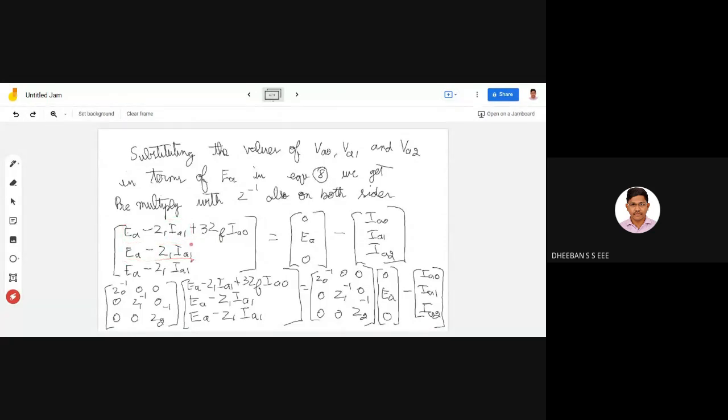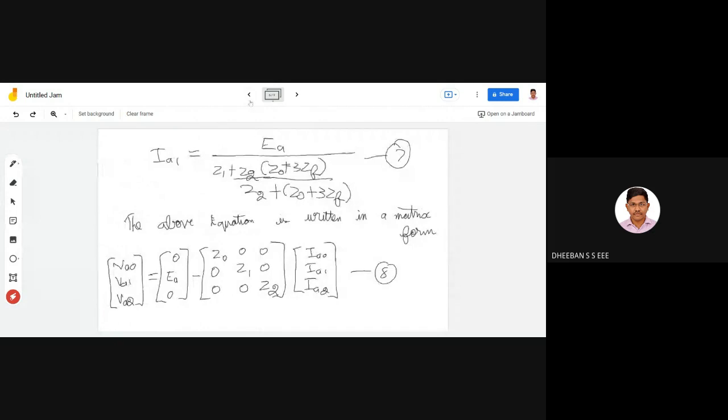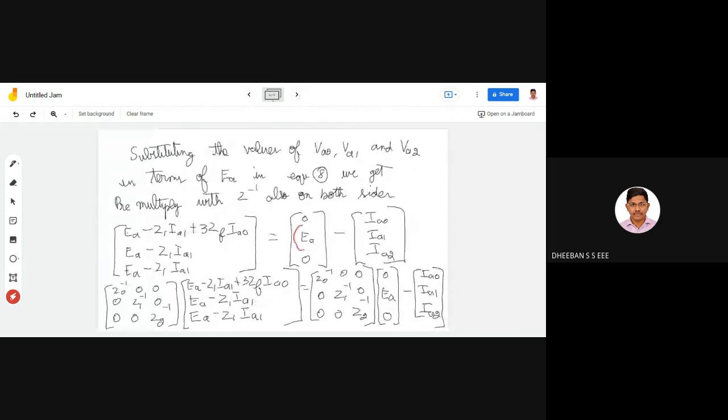So this is nothing but VA1, VA2. So this will be your VA1 plus 3 times ZF into IA naught. Okay. So this is the equation that will come out if you are representing your VA naught, VA1 in terms of your EA. Since here is EA, you have to convert everything in terms of your EA. That is the voltage rise.